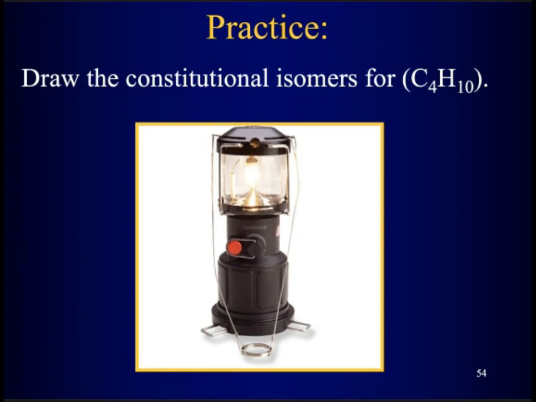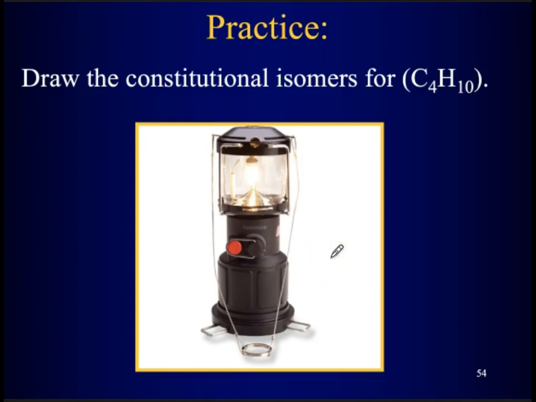So now let's give one for you guys to practice. So now I have C4H10. See if you can take a couple minutes and come up with the 2 isomers for C4H10. So C4H10 is our butane, which you use a lot in camping lighters, or camping lights. So this is our butane fuel.